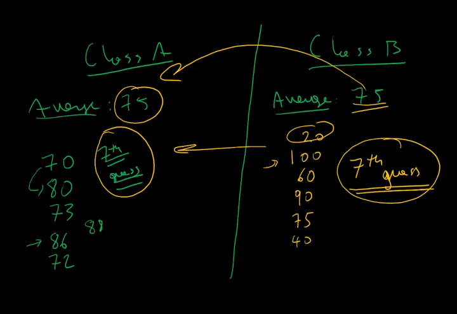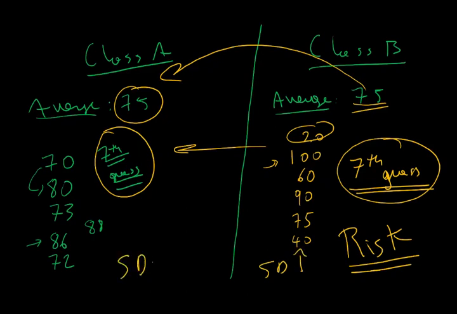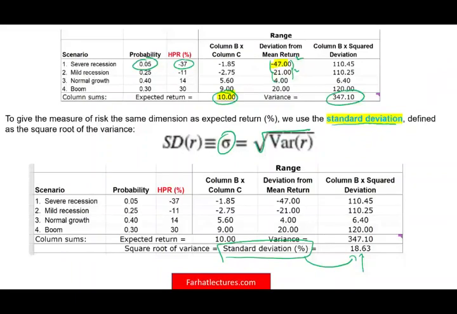So to guess a class B exam, if we compute the standard deviation for class B, I can assure you the standard deviation is higher than the standard deviation in class A. So class A will be lower. Therefore, guessing the seventh grade will be riskier for class B than class A, although they both have the same average. So that's the point of computing the standard deviation: the larger the standard deviation, generally speaking, the more risk there is.